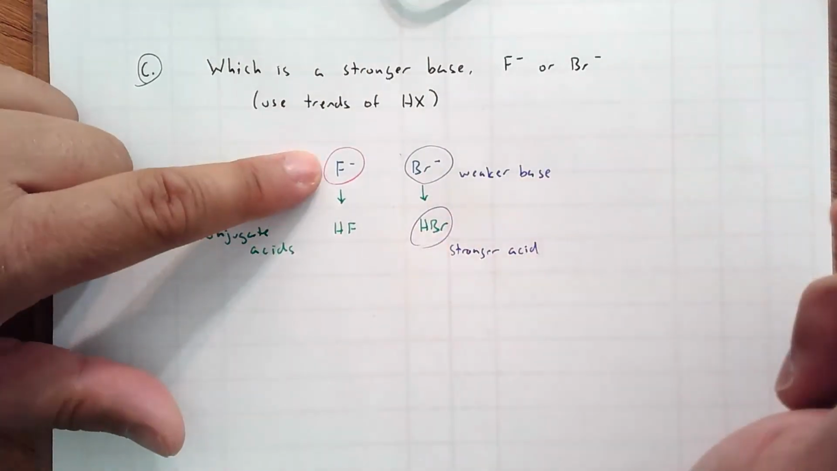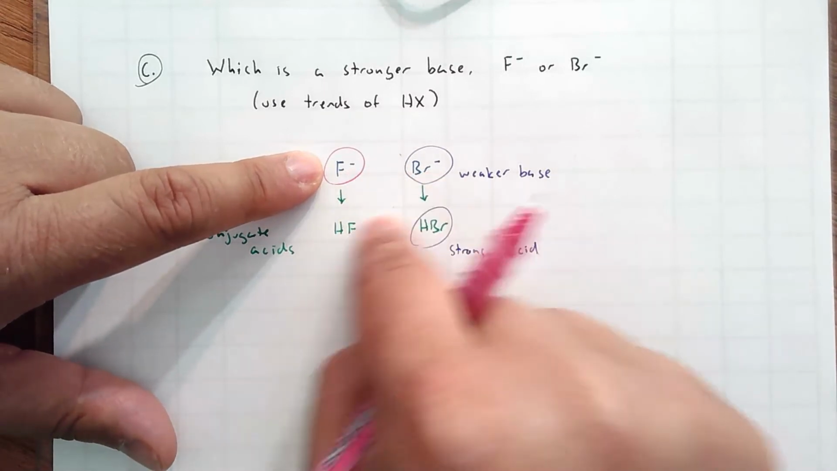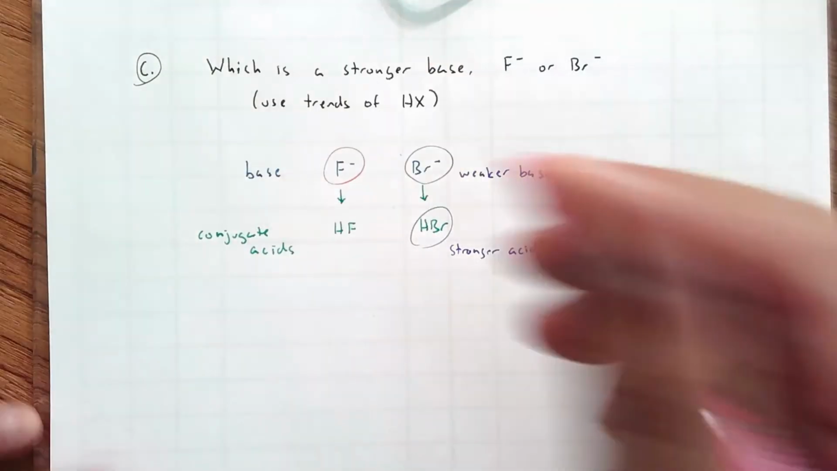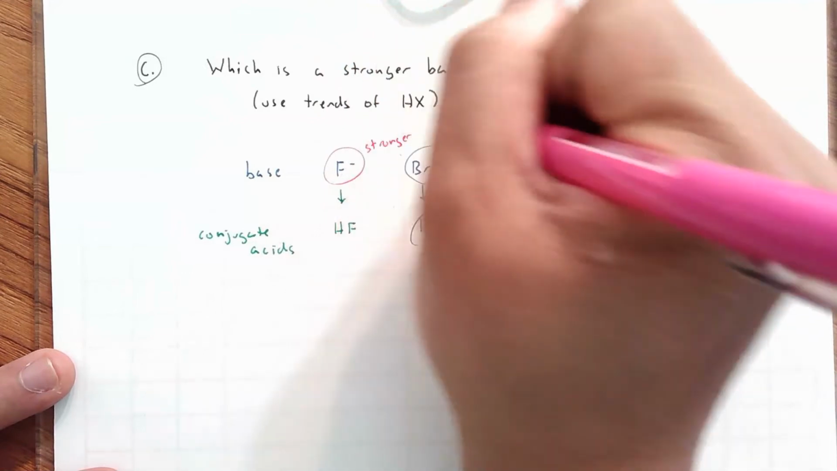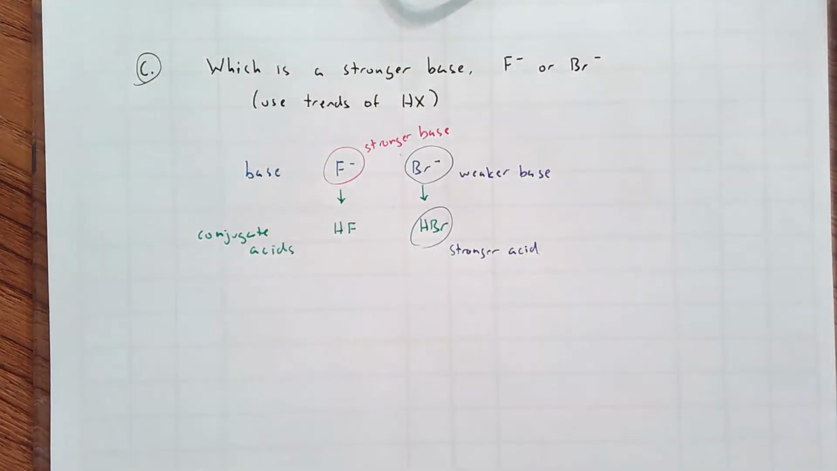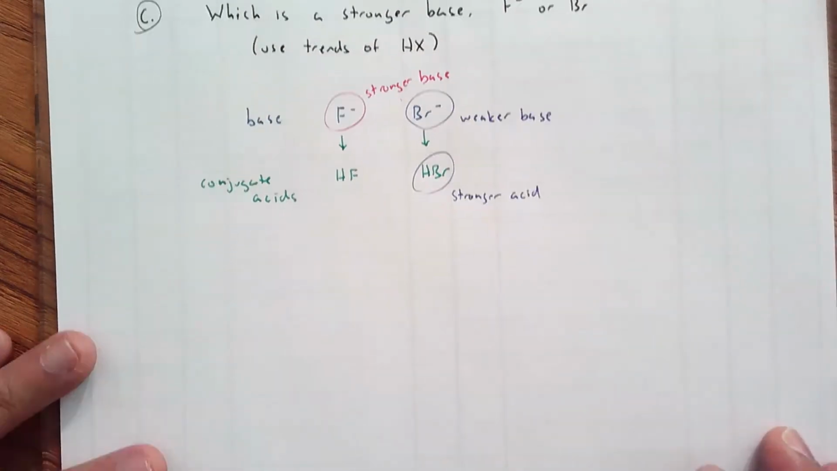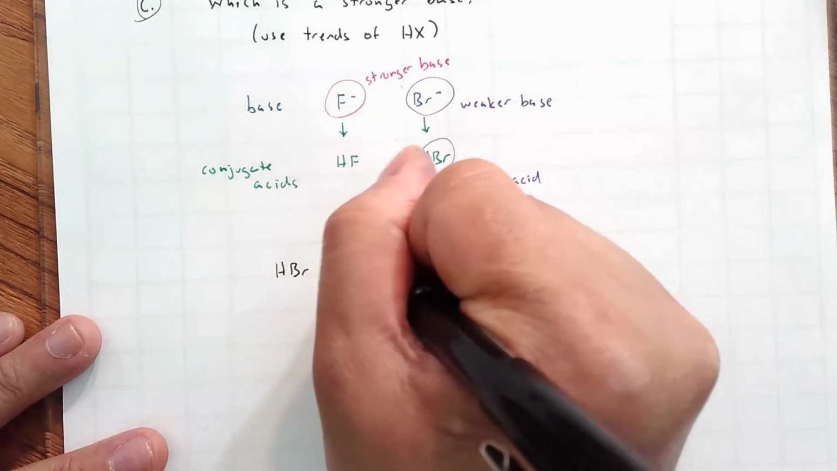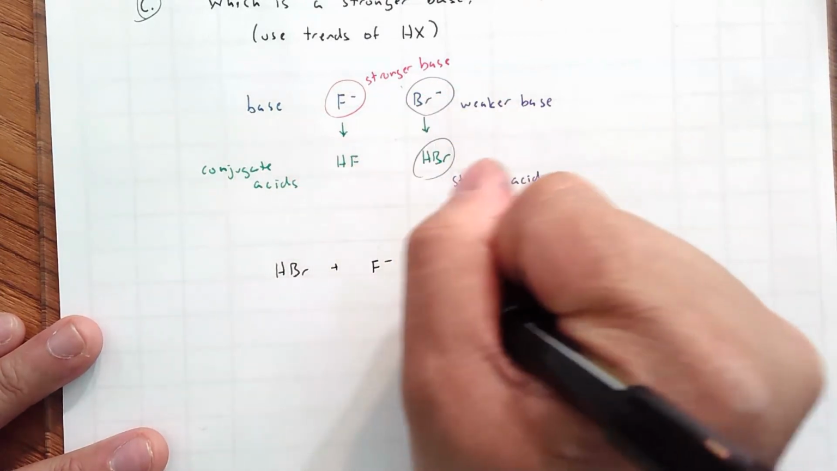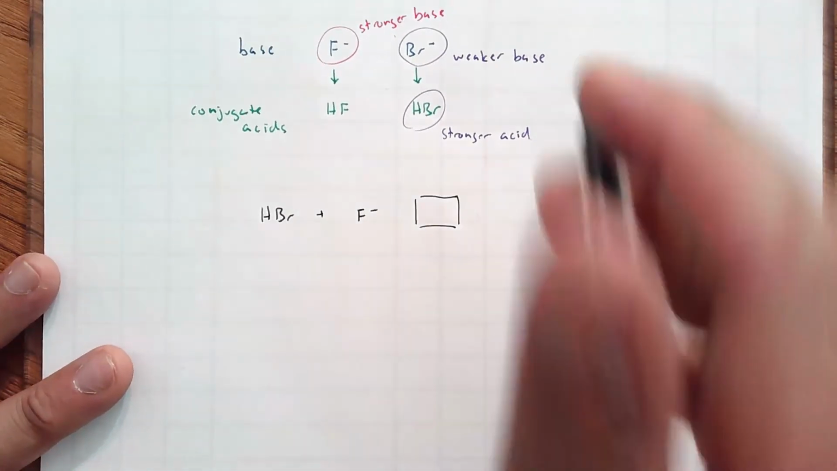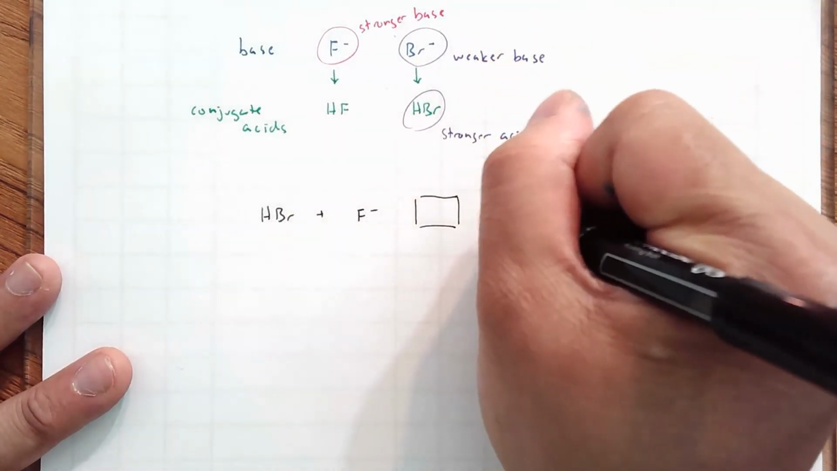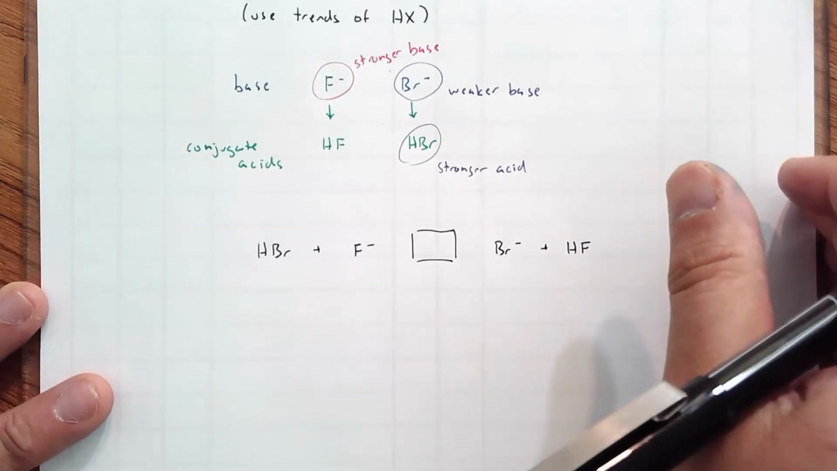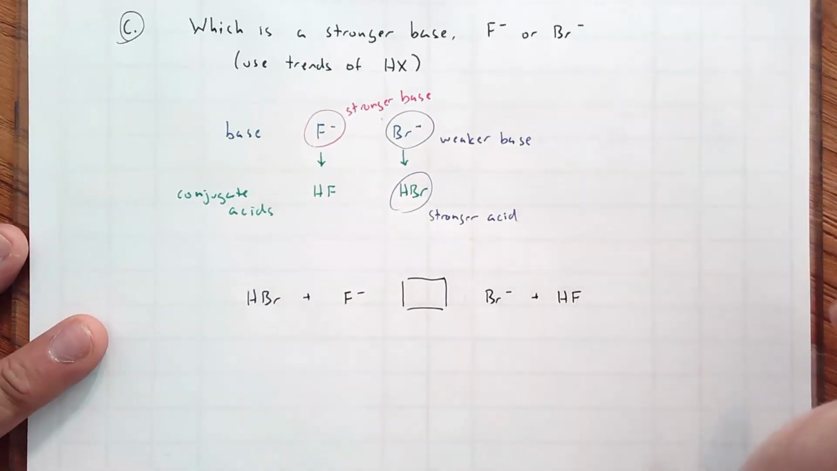Again, you're not comparing this to all 3 of these. You're comparing it to just Br minus. Those are the bases, and those are your acids. Stronger base. So, what about this? If I give us a reaction, HBr plus F minus, equilibrium arrow goes to Br minus plus HF. Do you know which side is favored?